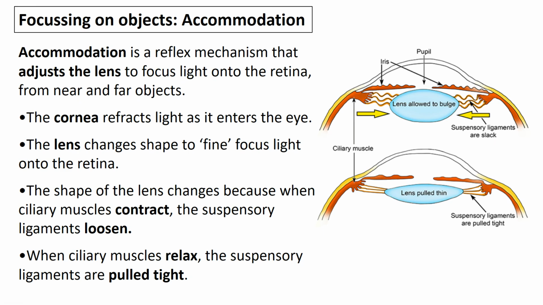And the shape of the lens can change because of the ciliary muscles at either side of them. Well, it goes all the way around the lens, really. We have to think of this as a 3D model. And they can contract. And when they contract, the suspensory ligaments actually loosen. When they relax, the suspensory ligaments are pulled tight. So when the suspensory ligaments are loose, the lens bulges, so you get more refraction. And when they're pulled tight, the lens is pulled thin, so we get less refraction.